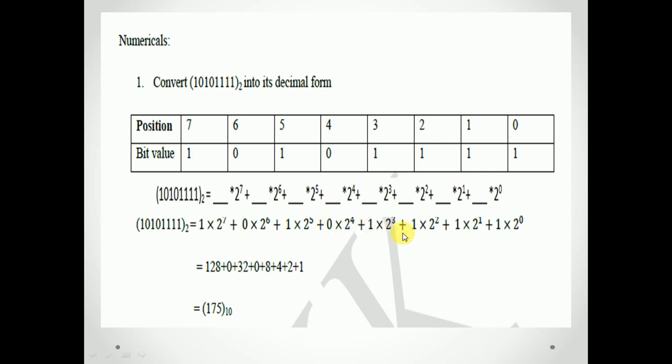2 raised to 3 is 8, plus 2 raised to 2 is 4, plus 2 raised to 1 is 2, and 2 raised to 0 is 1. Okay, and you have to add these numbers. It will come as 175.